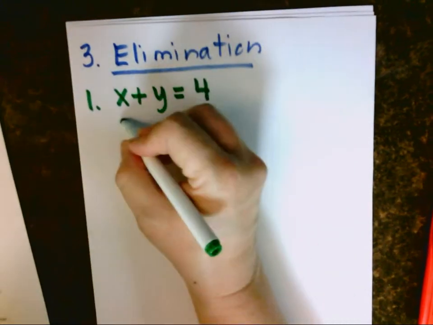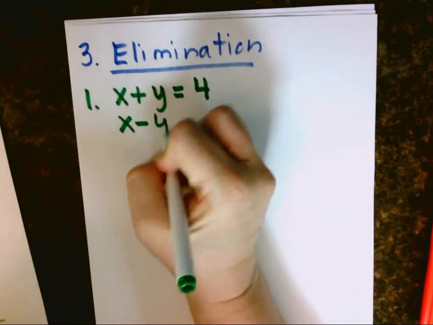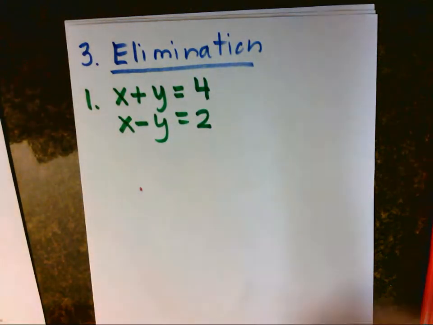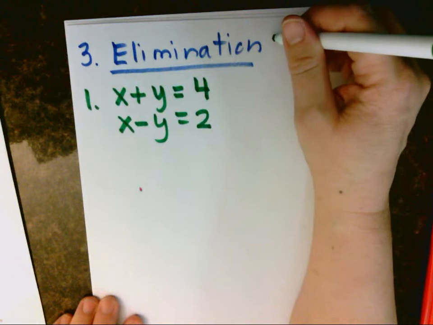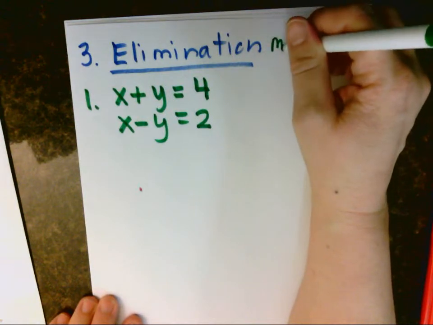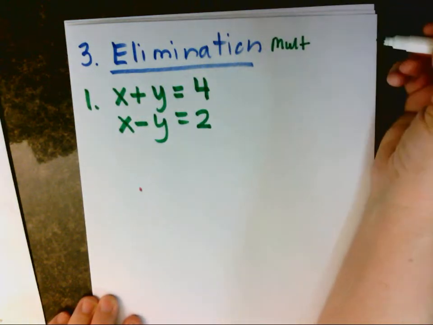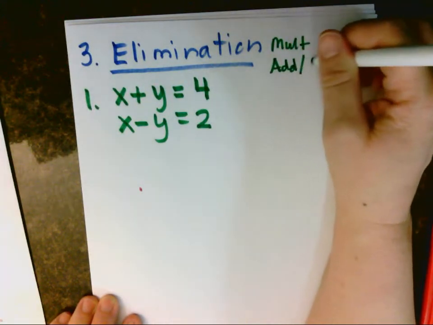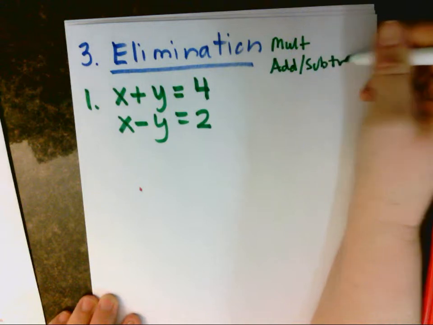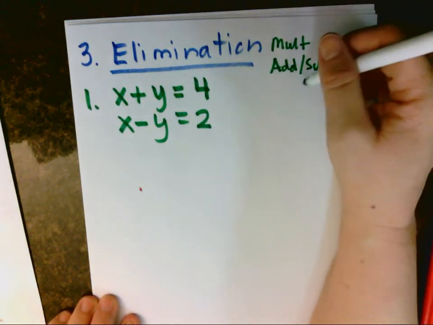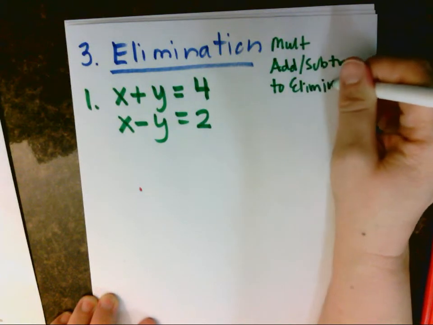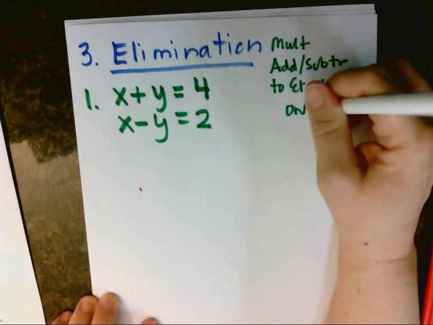And the one we did first was substitution. Okay, so the way elimination works is that you can multiply each equation by something, but you ultimately want to add or subtract the two equations to eliminate one variable.